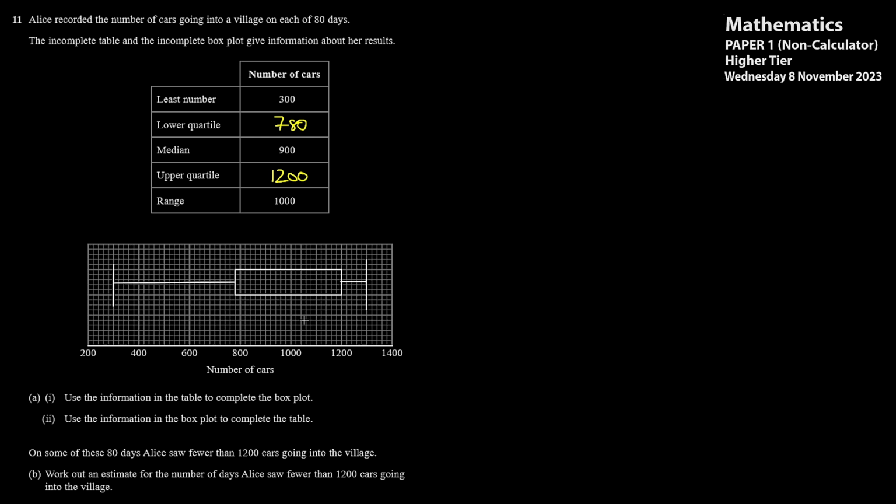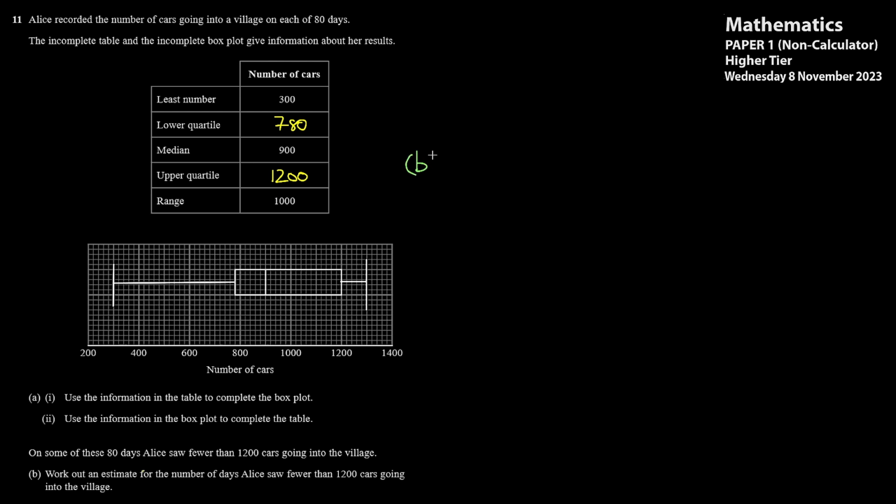Looking like a box plot now. All we've now got to do is put the median in at 900, which is there. And there's our completed box plot. And that's the answer to the second section of part A.